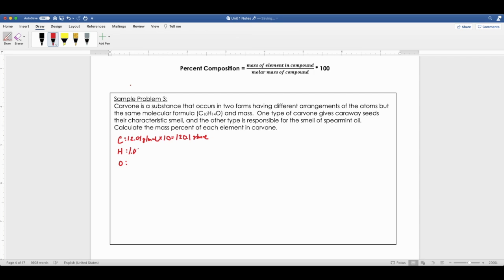Hydrogen's molar mass is 1.01. And there are 14 hydrogens in this compound, so I'll multiply that by 14. And I get 14.14 grams per mole. Oxygen's molar mass is 16. I'm going to multiply that by 1, of course, because there's only one oxygen in carvone, and I get 16.